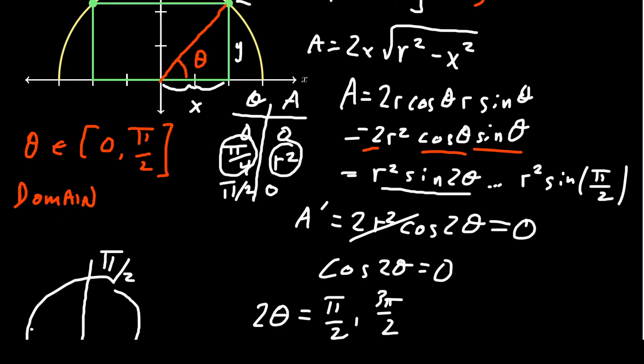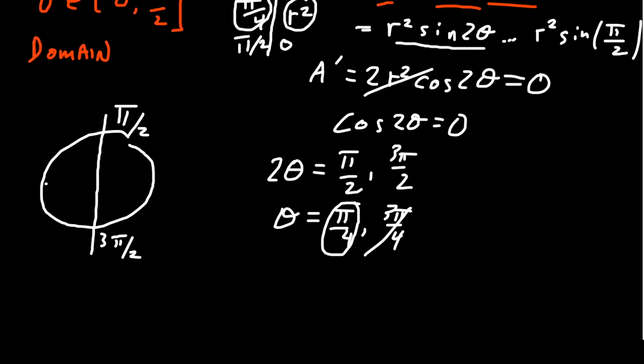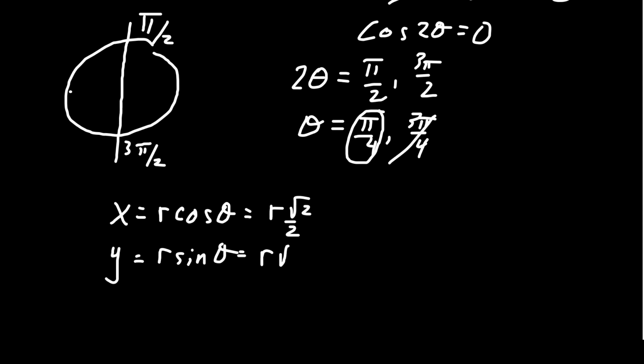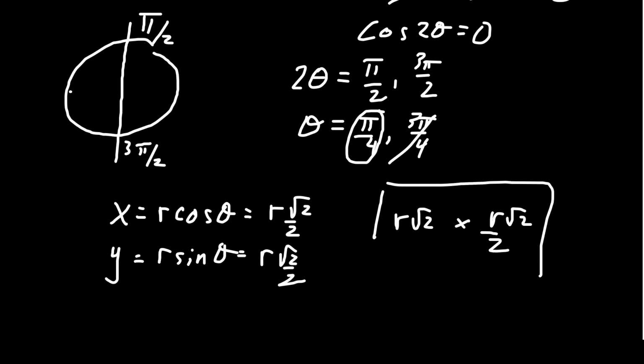But what if we didn't know the dimensions in terms of x and y? Well, we go back to the relationships we had before. x equals r cosine theta. So if theta equals pi fourths, we're going to get r times root 2 over 2. And then y, same thing, r times sine theta, we're going to get r root 2 over 2. So our rectangle is going to look like r root 2 by r root 2 over 2. We doubled the x-coordinate because, remember, we doubled that for the original rectangle. So if we want the dimensions, we're going to get this. And then if we wanted the maximal area, that's going to be r squared.